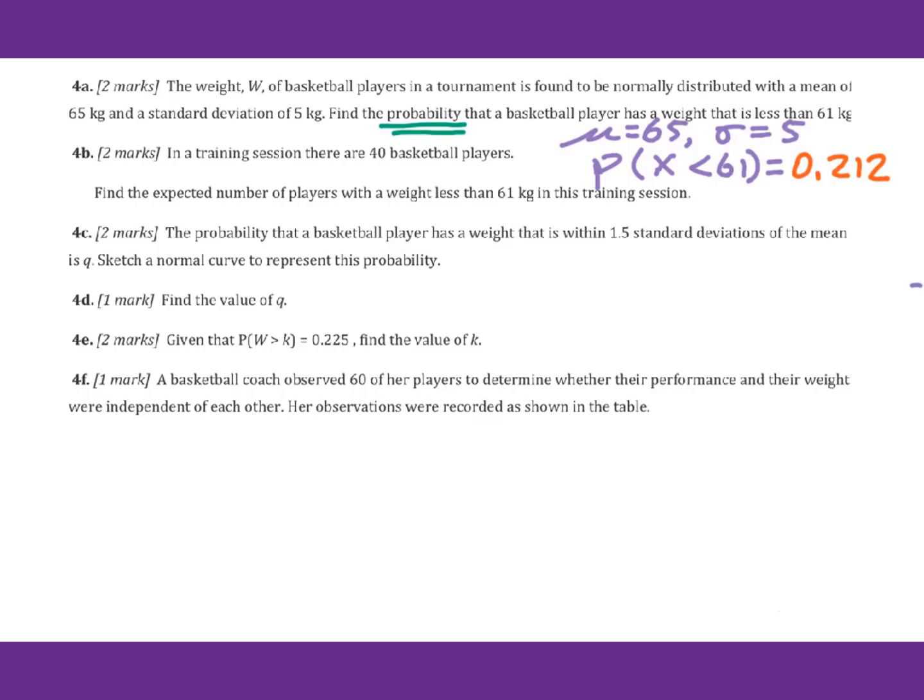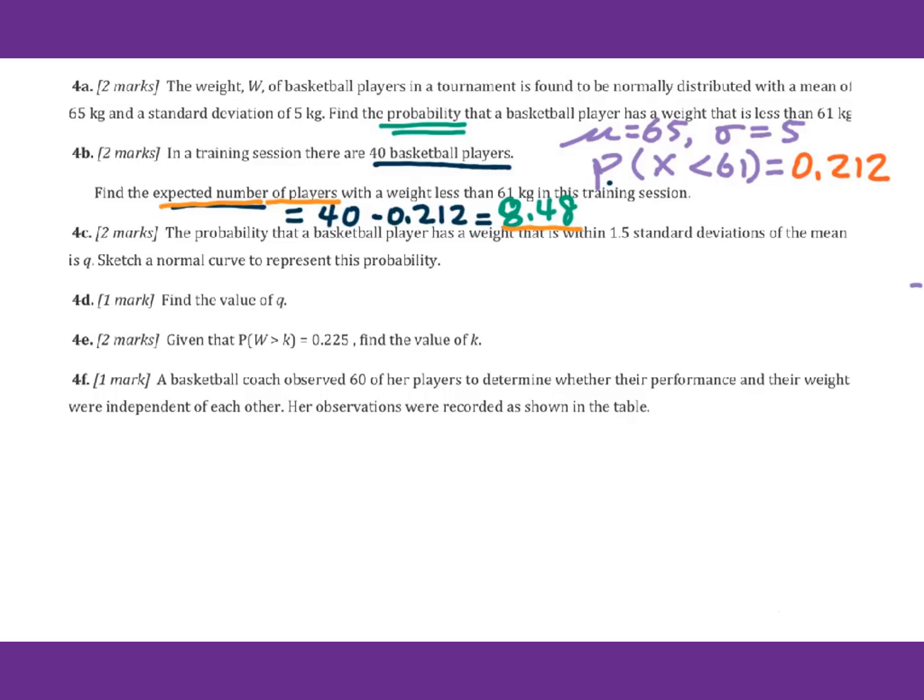Now let's go to 4b. In a training section, there are 40 basketball players. Find the expected number of players with a weight less than 60 kilograms in this training section. Expected number basically means the total number times your probability. Therefore, you will use 40 times 0.212. You will get 8.48. Even though players should be a natural number, since it's the expected number of players, we can have this decimal.